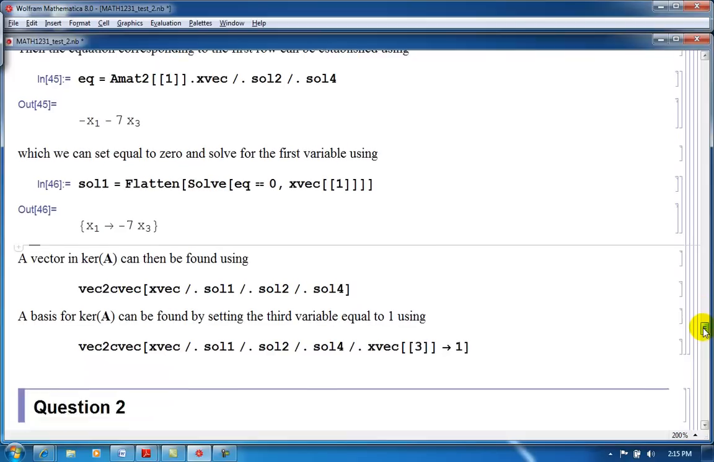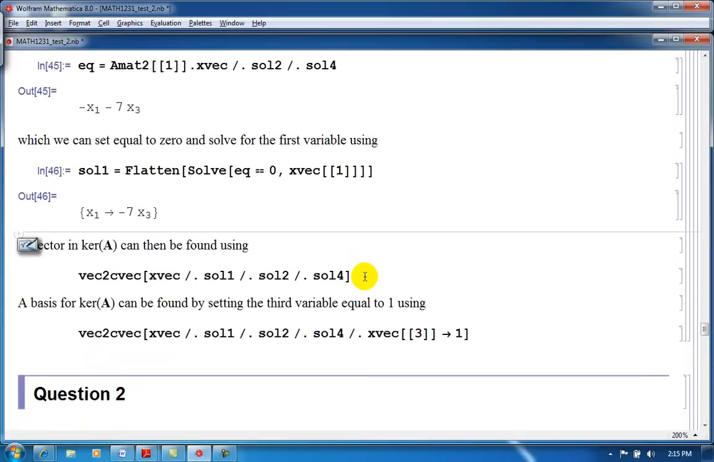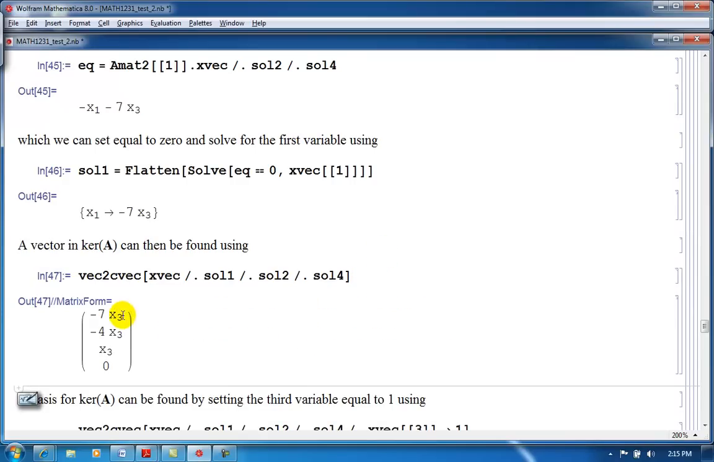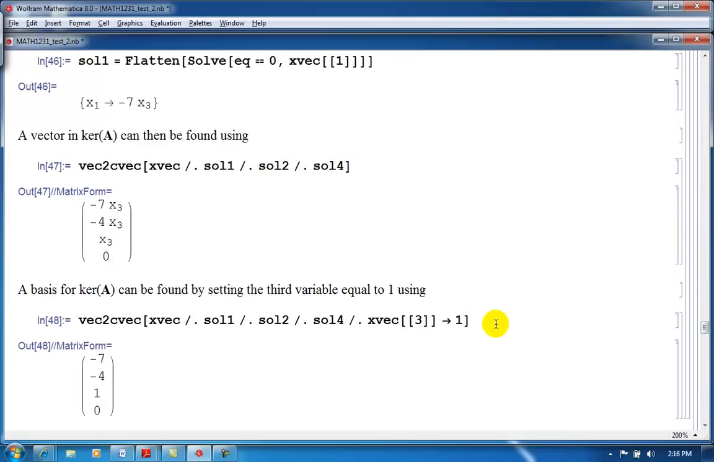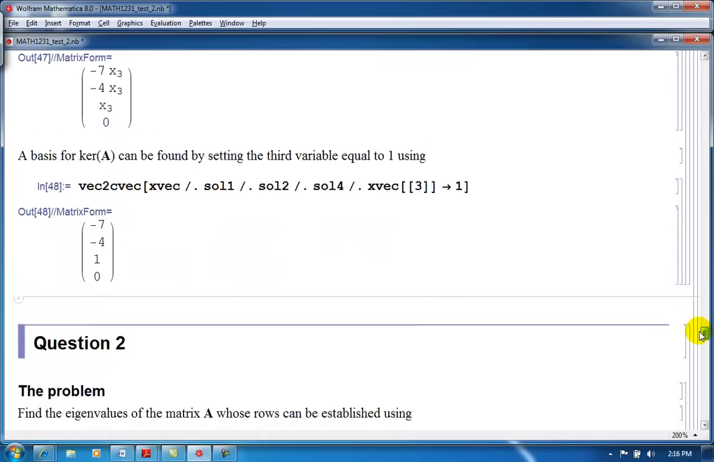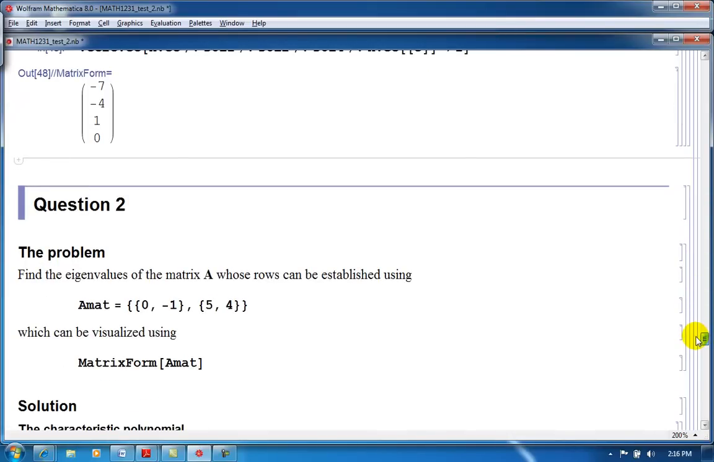And now so we found a vector in the kernel of A, and there it is there, and that will be a vector for any value of x3, so we set x3 equals 1, and there's the solution. So that's a vector in the kernel of A, or if you like, it's a basis for the kernel.